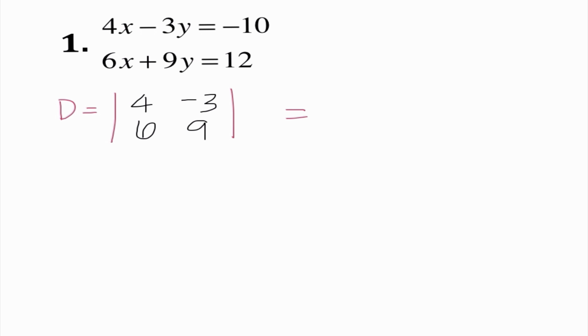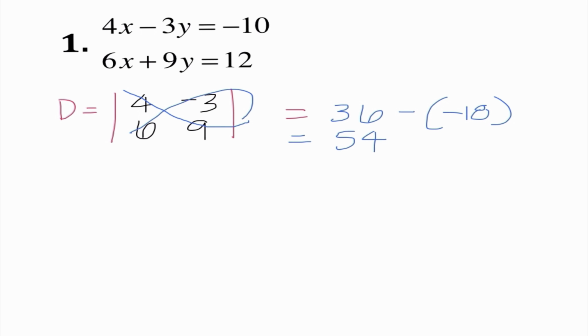So now I'm going to do 36 minus, because Mr. Determinfish says subtract, baby, negative 18. So when I add those together, I get 54. Remember, if my D value ends up being 0, that means I need to go back and solve the system using a different method, because that either means they are the same line or they're parallel.